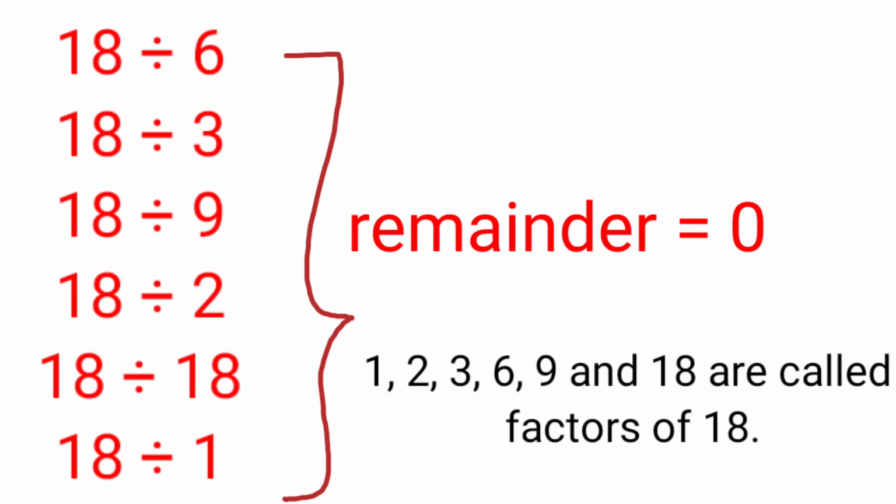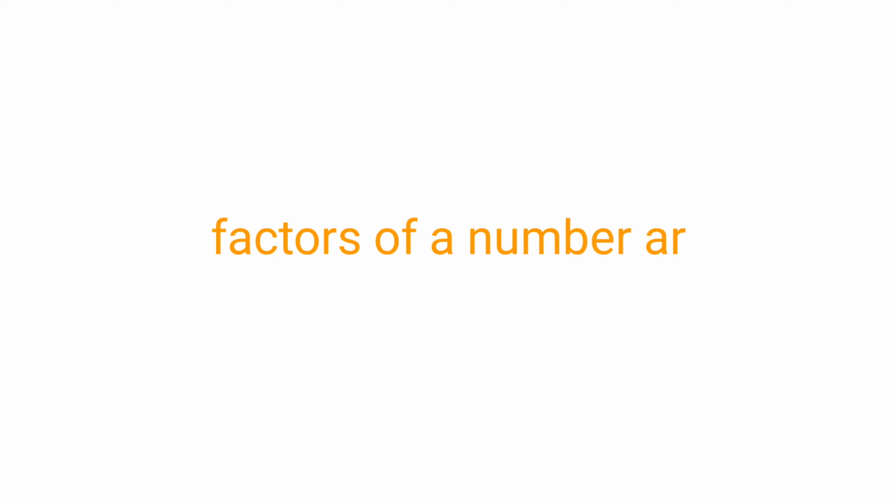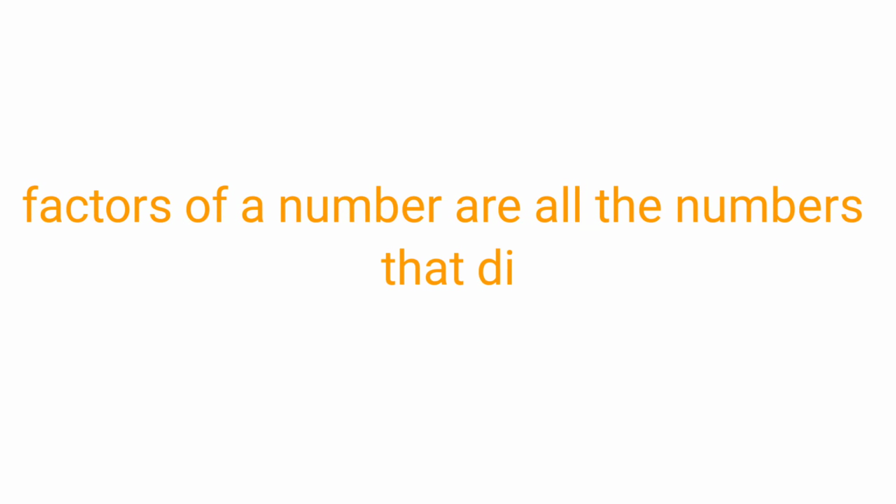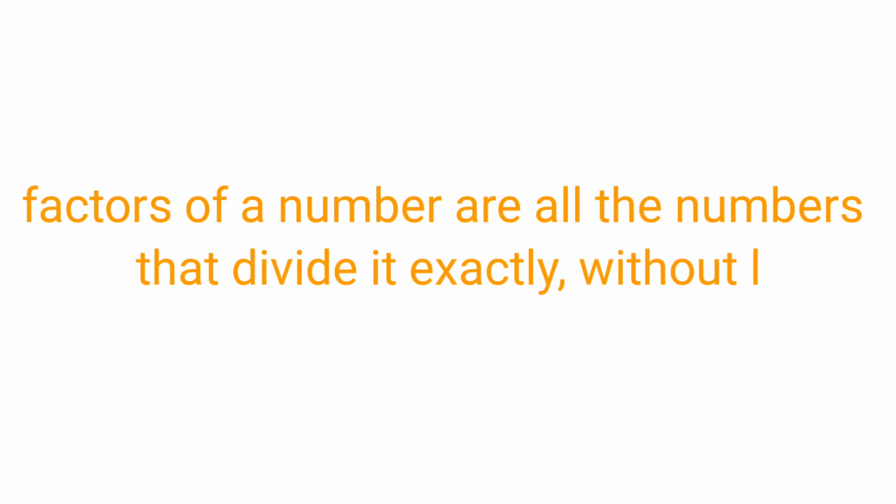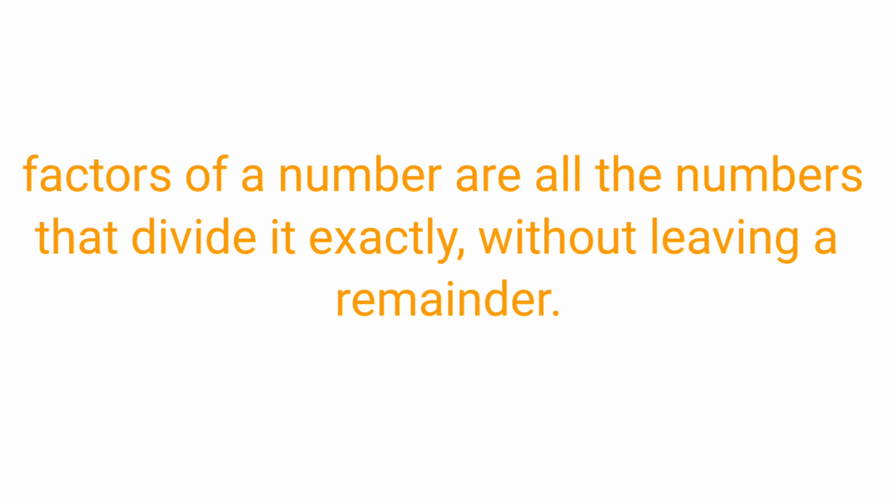So we can say that the numbers 1, 2, 3, 6, 9 and 18 are called the factors of number 18. Factor. So what do you mean by factor of a number? Factors of a number are all the numbers that divide it exactly without leaving a remainder. We have seen that when we divide the number 18 by any of these factors, the remainder will be equal to 0. So that's all about factors.